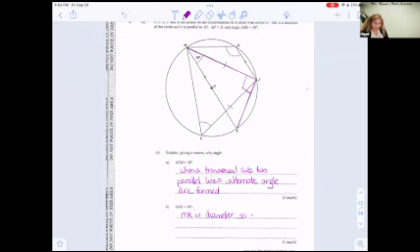So the angle in a semi-circle is a right angle. Good job.